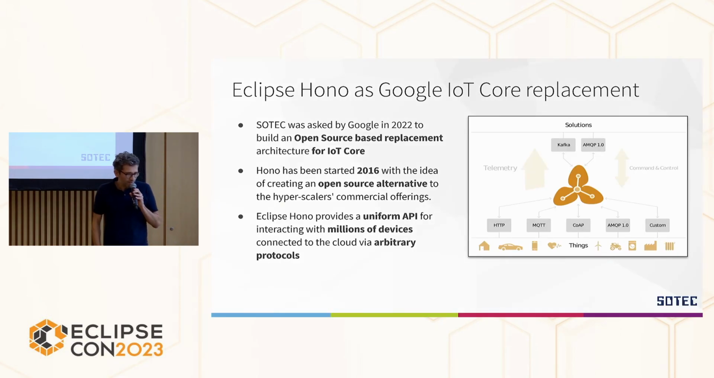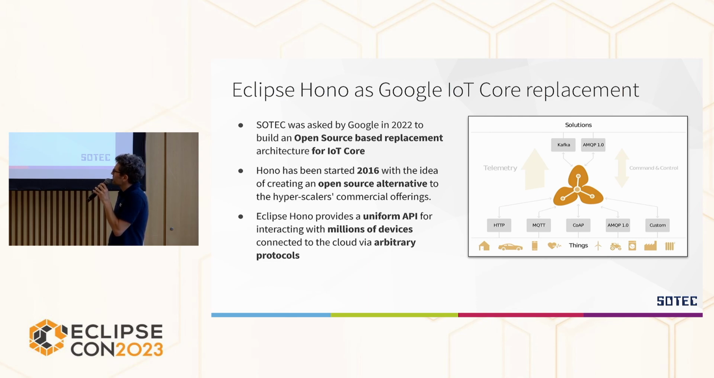So how did we come to Eclipse and to Eclipse Hono? We were asked in mid-2022 by Google, when Google decided to shut down IoT Core, to build a replacement for IoT Core. In discussions with Google, we came up with a solution to base this on open source. And we looked at a few alternatives, and one of them was Hono.